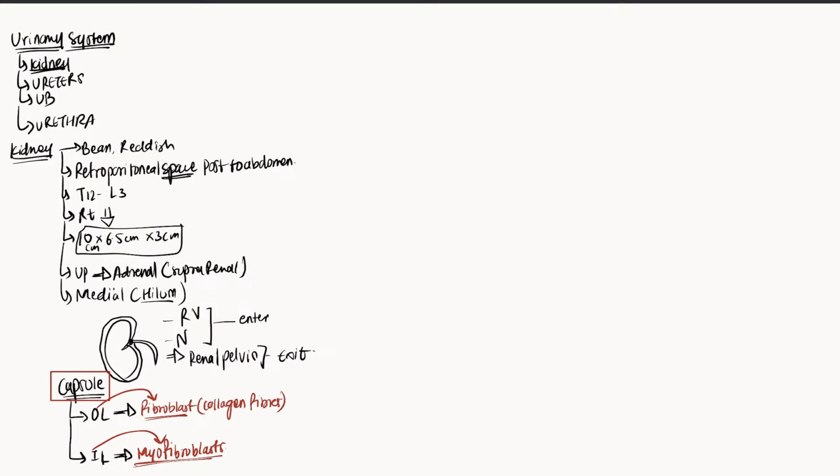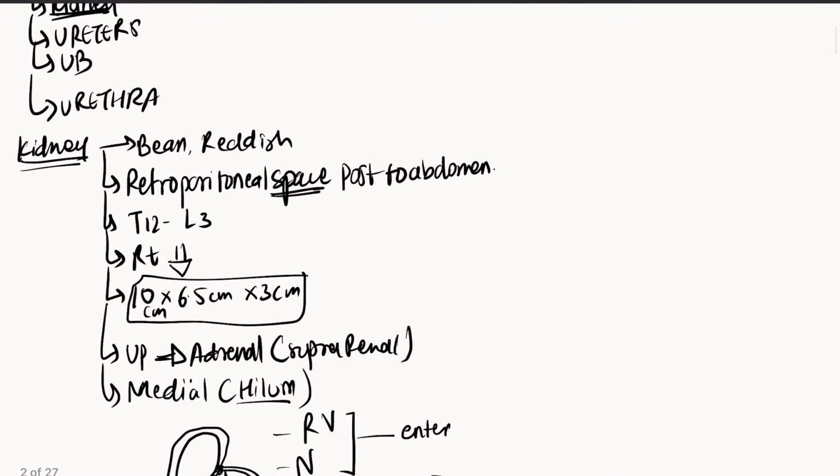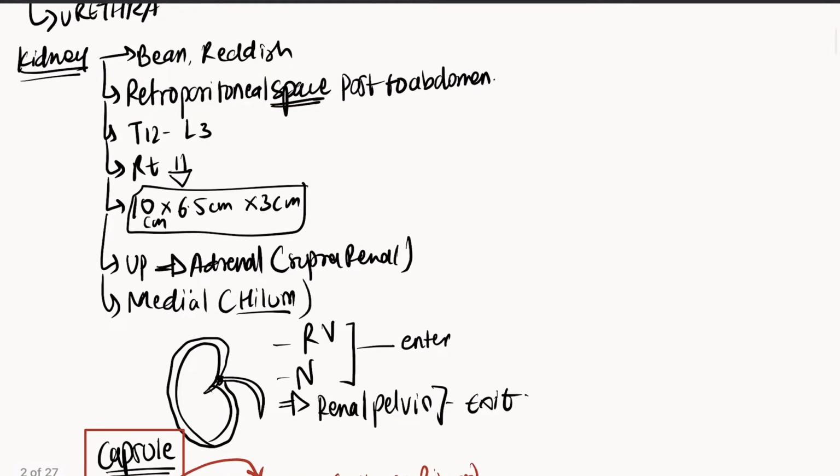The urinary system consists of four things: kidney, urinary bladder, and urethra. The kidney is bean shaped and reddish in color. It is present in the retroperitoneal space, which is posterior to the abdominal wall. It is located at the spinal level of T12 to L3, and the right kidney is located a little lower.